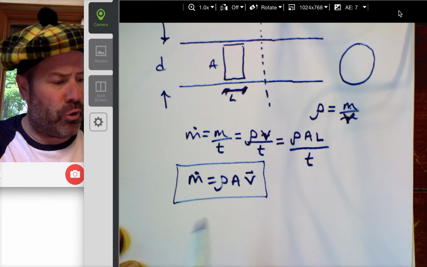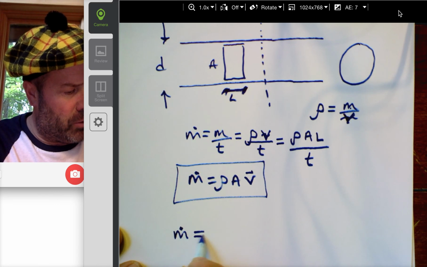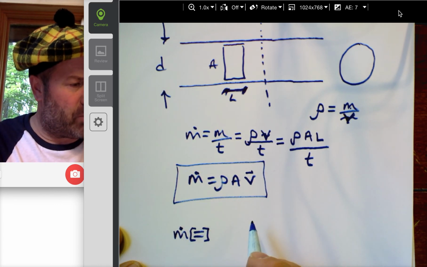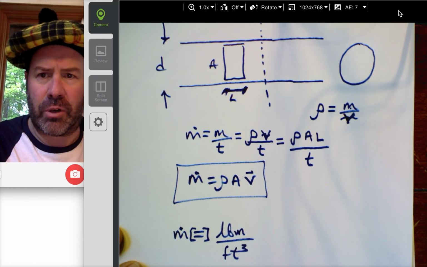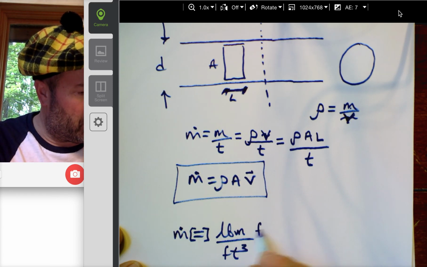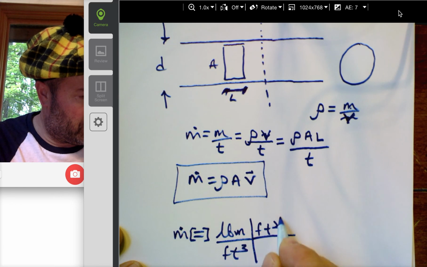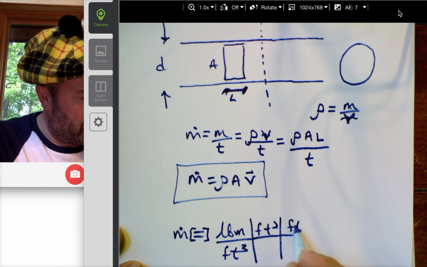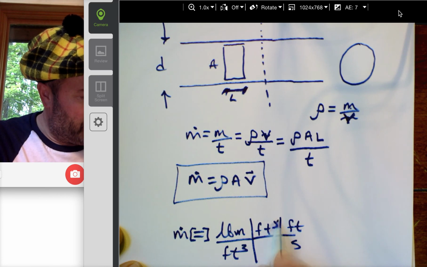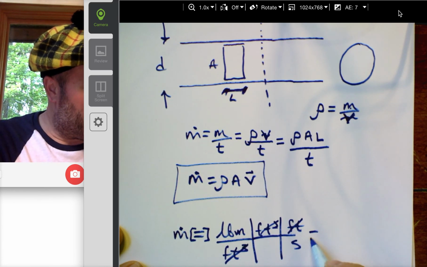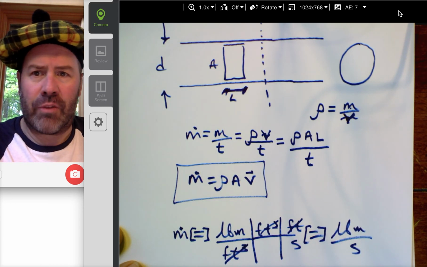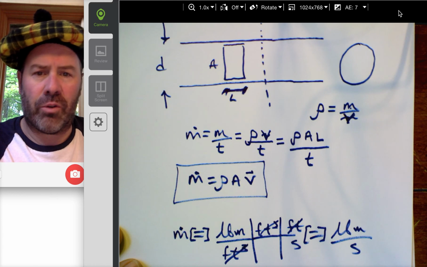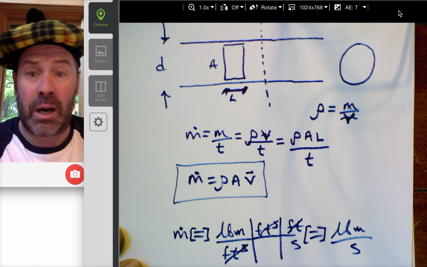Let's take a quick look at what the units would be. Let's see, mass flow rate units. Density is mass per volume, so pounds per foot cubed, times area, square feet, times velocity, feet per second, feet cubed on top, feet cubed on the bottom. Mass flow rate has units of pounds per second. All right, well, that's all there is to this video, a quick look at what mass flow rate means. We use the symbol m with a dot over it. A lot of people call it m dot.